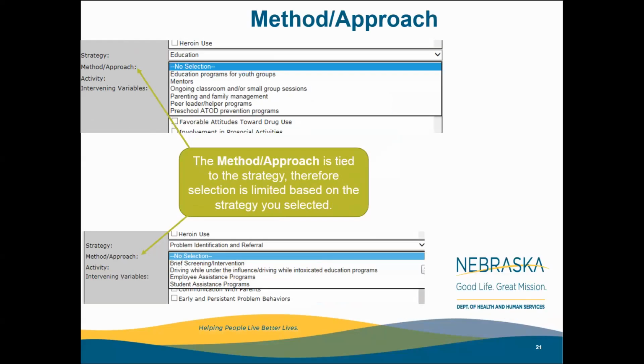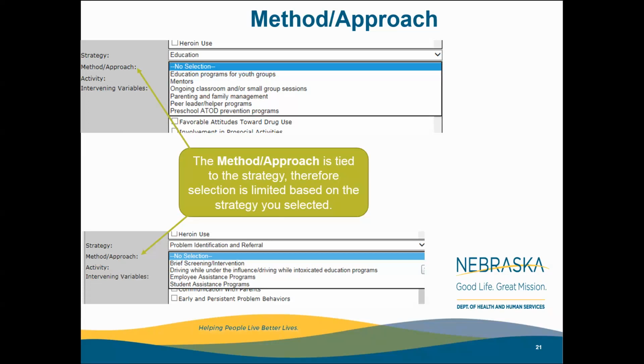The next field, I suppose, is the method and approach field. This is a dependent field, which means that the drop-down of choices is limited based on which strategy type you choose. So if you choose education, as I selected in that top screenshot, you can see that the drop-down options are different than in the bottom screenshot, where the strategy that's selected is problem ID and referral, and the methods are different. There are 4 different options there.